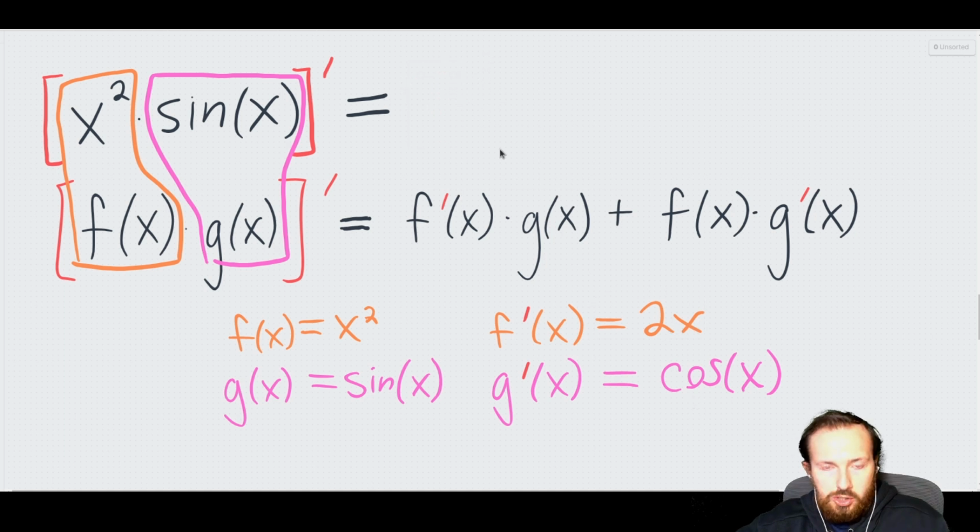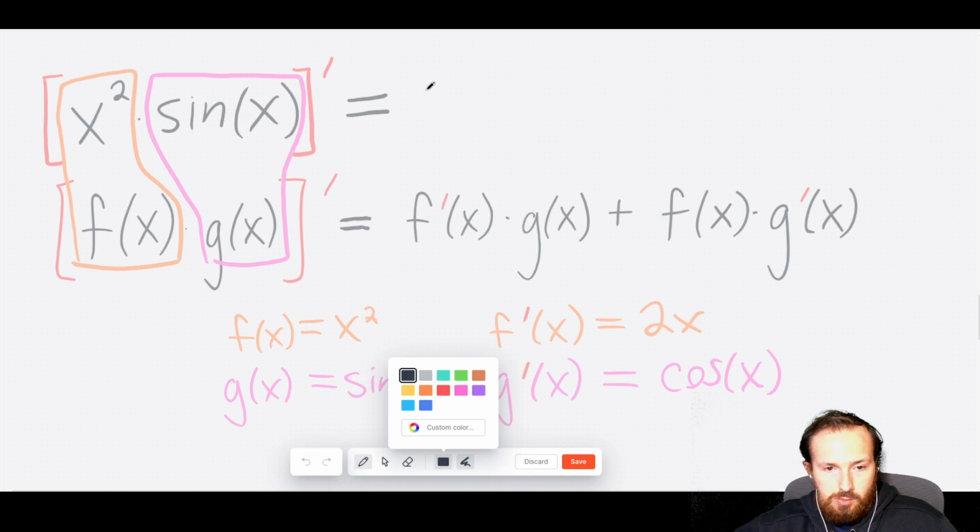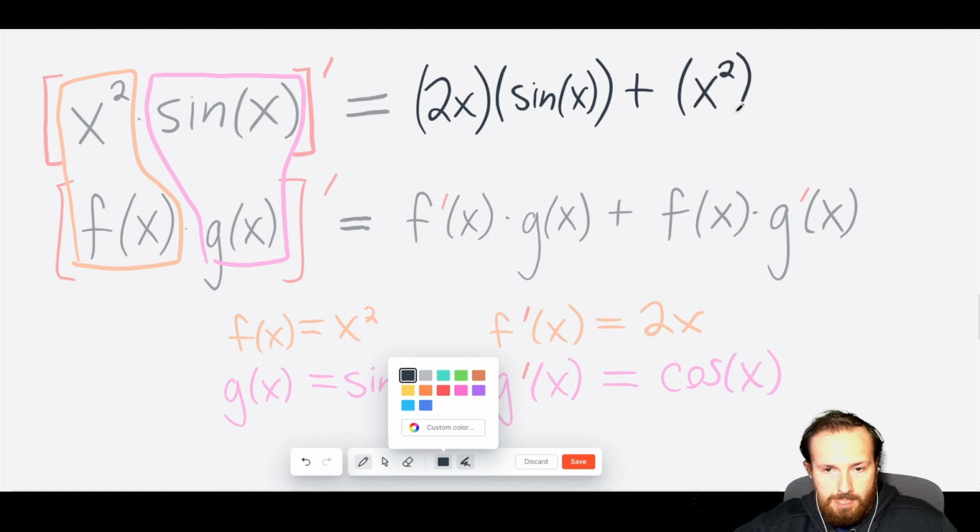Because what you can do is replace this f prime with 2x. So we're going to have 2x right there. And then g of x we're going to replace with sine of x. And then f of x we're going to replace with x squared. And then g prime of x we're going to replace with cosine of x.